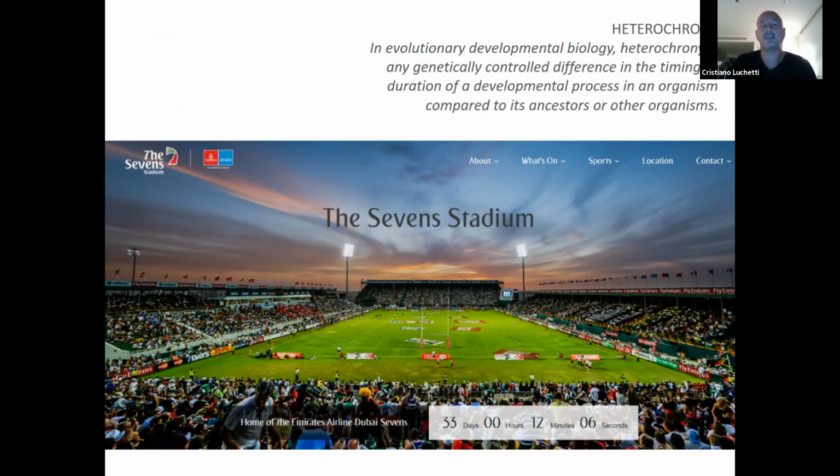The concept of heterotopia was actually motivated by biology. In evolutionary developmental biology, heterochrony is any genetically controlled difference in the timing or duration of a developmental process in an organism compared to its ancestors or other organisms, which can be interpreted as a good definition for the 7th Stadium.